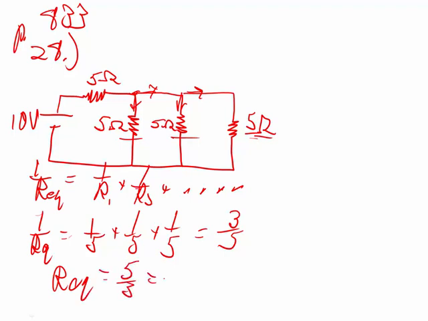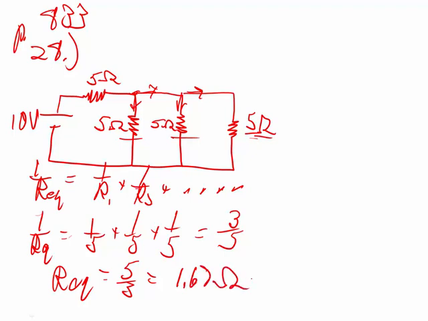But now we're not going to leave it that way. We're not going to leave it 5/3, okay? We're going to do what? We're going to divide 5 by 3, of course. Divide by 3, and you get 1.67. So we're going to round that to 1.67 ohms, okay?